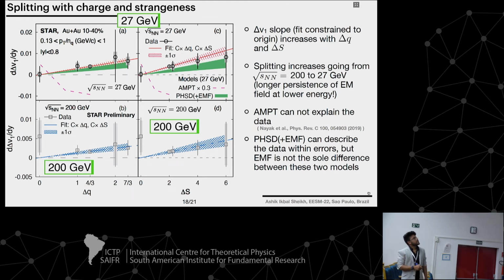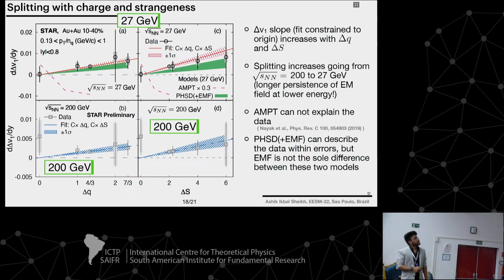Here is the splitting with charge and strangeness. Here I have shown, like in the first panel, panel A and panel C, the splitting as a function of charge difference and strangeness difference measured in gold-gold collisions at 27 GeV. In the bottom two panels, I have shown the measurements at 200 GeV. The measurements are fitted with a linear function. Here we assume that the fit is constrained within 0. The most interesting observation here is that this delta V1 slope increases with delta Q as well as with delta S. We can also observe that the splitting increases going from 200 GeV to 27 GeV. This is due to the longer persistence of the electromagnetic field at lower energy.